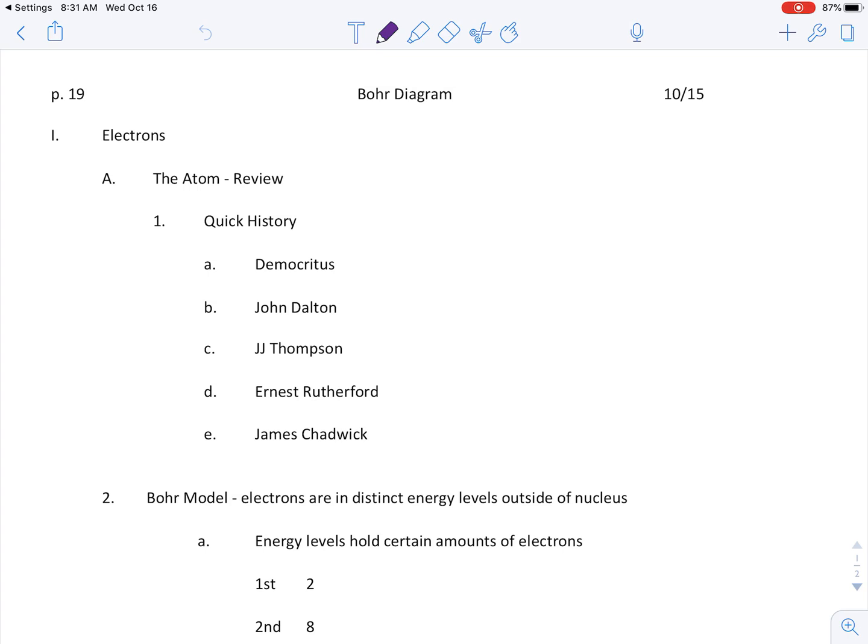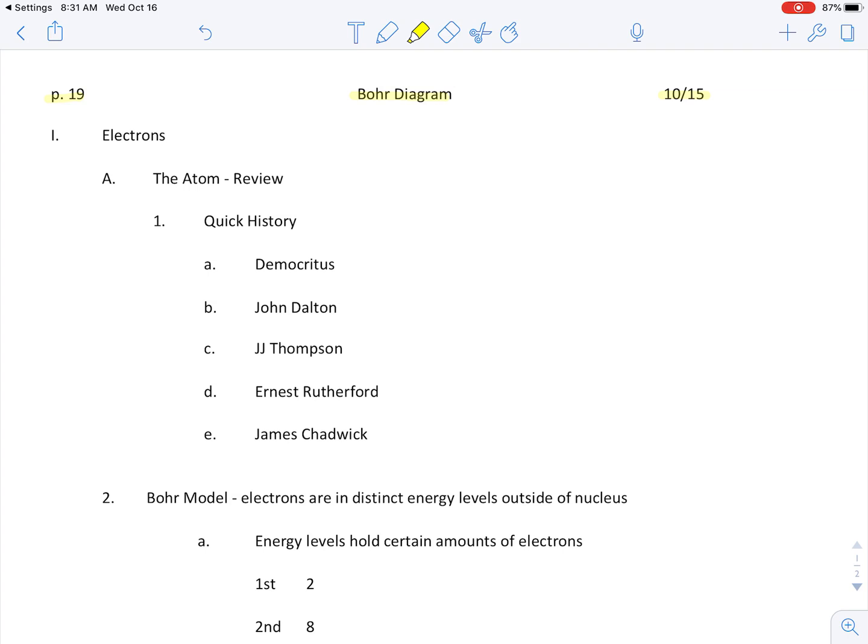This is our notes from yesterday, or from 10:15. We talked about the Bohr diagram, so in your notebooks, please make sure you're putting this in your table of contents. I just highlighted it there, page 19, Bohr diagram, 10:15. Page 18 was the vocab, and you can grab that from somebody or you can grab it off campus.